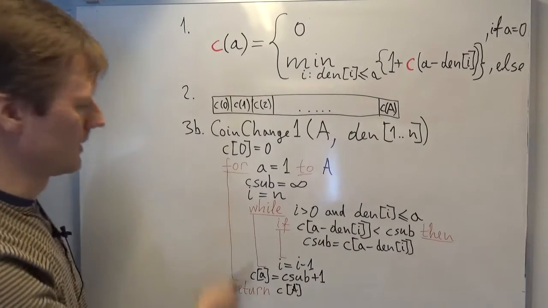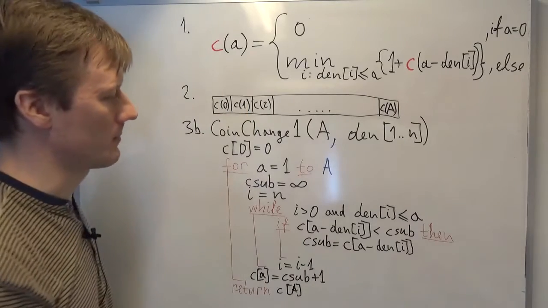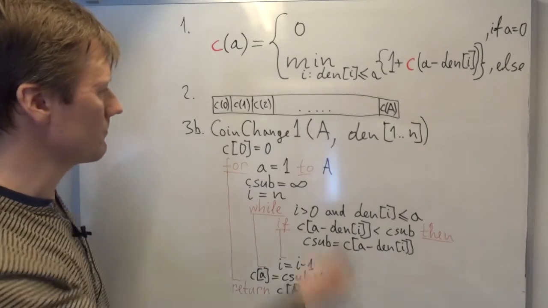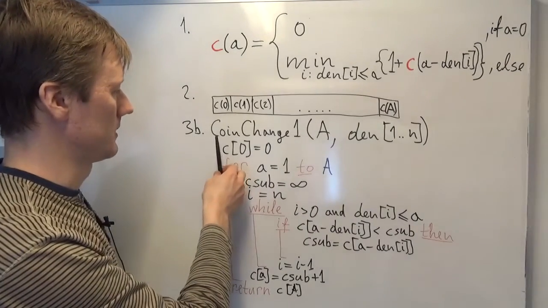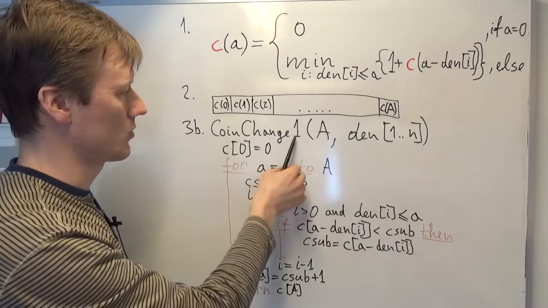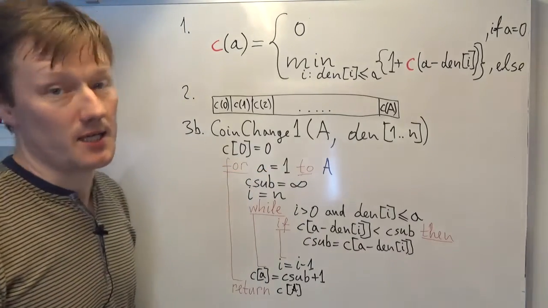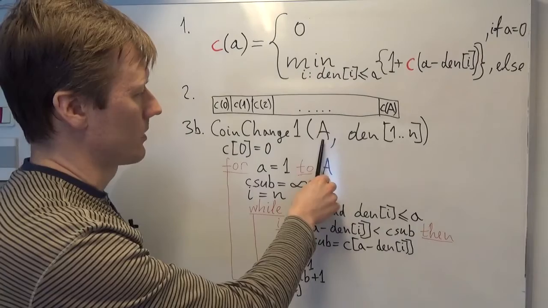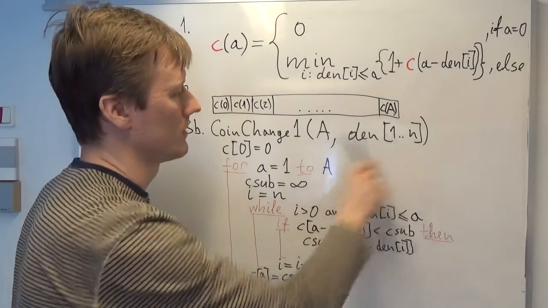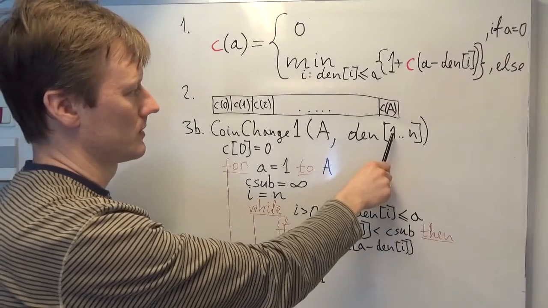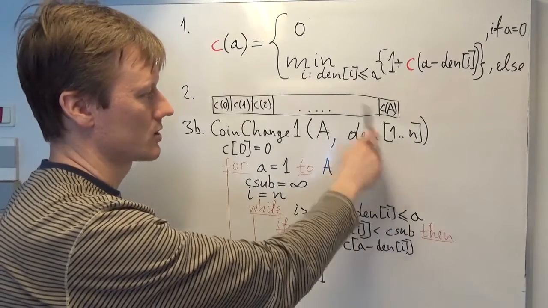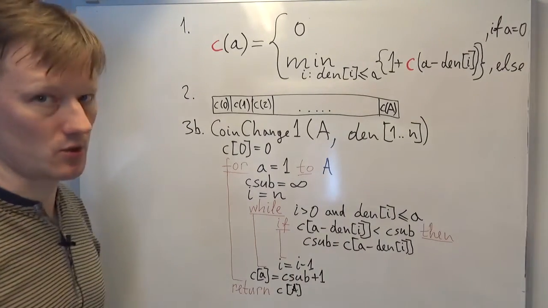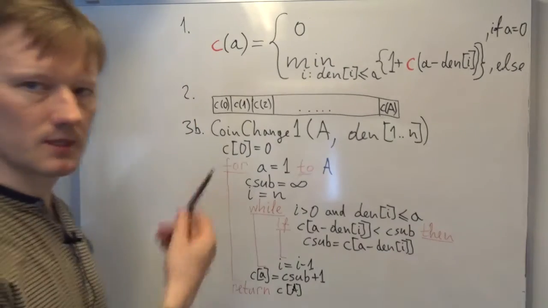So here is one way to write this up as a bottom-up dynamic programming algorithm. We have a procedure called coin change 1, because we'll have a different version of it, which we'll call coin change 2. It has as parameters A, the amount to change, and the denominations array, where the first element is the largest coin denomination that we have, and the nth denomination is always equal to 1, if you remember from the definition of the problem.